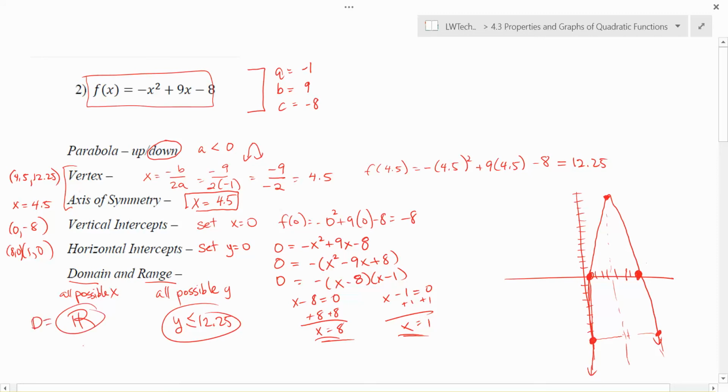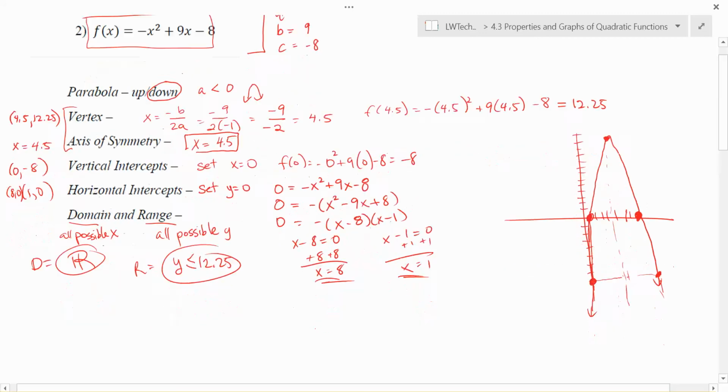So the domain would be equal to all real numbers. The range would be equal to the set of all y values such that y is less than or equal to 12.25. So lots of double checking places. Knowing that the parabola opens down is a helpful piece of information. And then as we plot points, we kind of see those pieces all come together.